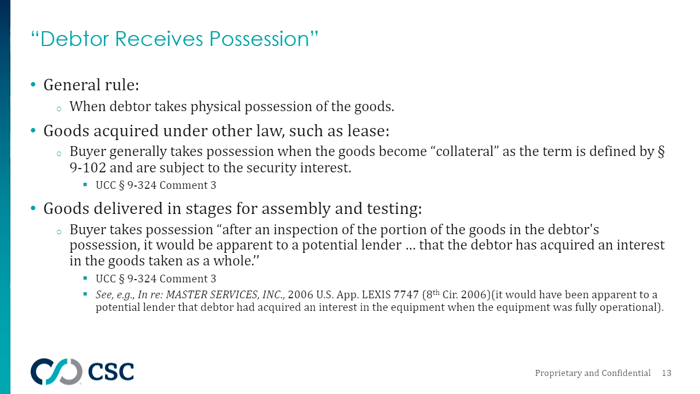So if you've got a bunch of bits and pieces of machines scattered around a loading dock, it might not appear to a hypothetical creditor that the debtor has received possession of collateral yet. But even if the machine isn't operational, if it has been assembled or substantially assembled, it might appear to a potential lender that the debtor had acquired rights in the collateral. It's kind of a fuzzy area, and it's determined on a case-by-case basis under the particular facts and circumstances.